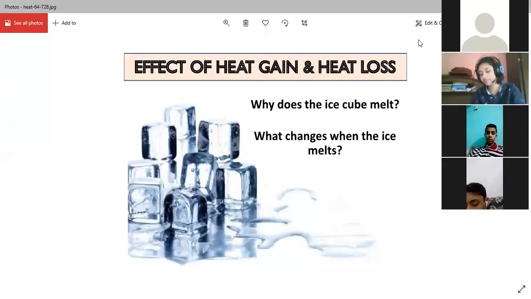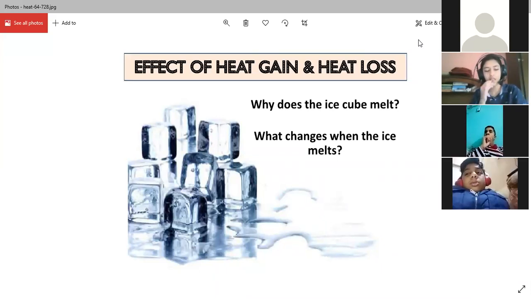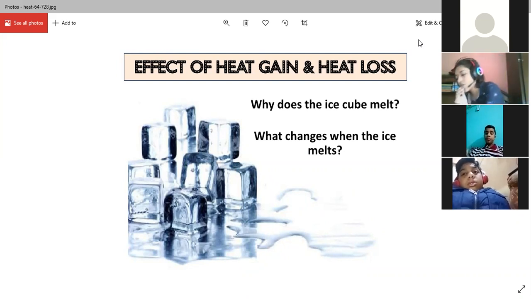All right. So over here, we are with the new topic from chapter number 9, that is heating and cooling. And the topic that we have started is effects of heat gain and heat loss. It is there on page number 191 in your books.